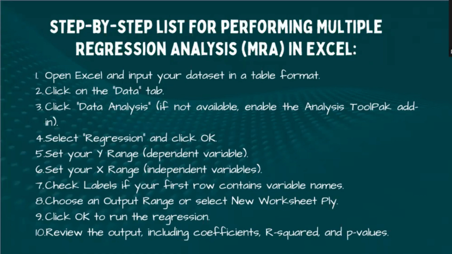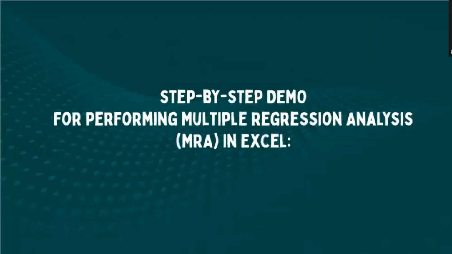Set your X range, the independent variables. Click Labels if your first row contains variable names. Choose an output range or select New Worksheet Ply. Click OK to run the regression and review the output, including coefficients, R squared, and p-values. Now, let's begin with a step-by-step demo for performing multiple regression analysis, MRA, in Excel. Now, let us watch this video.